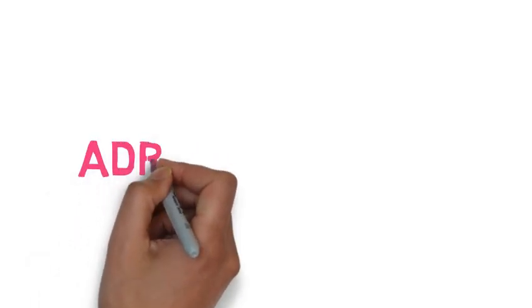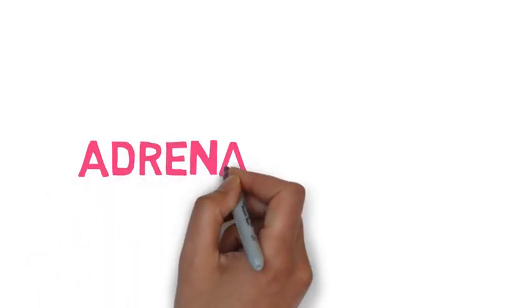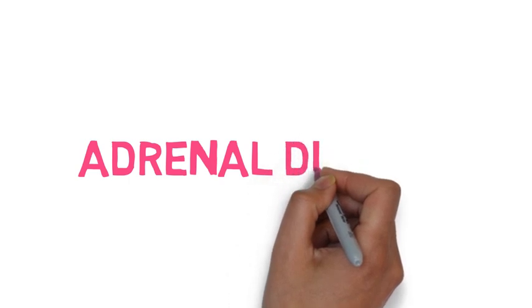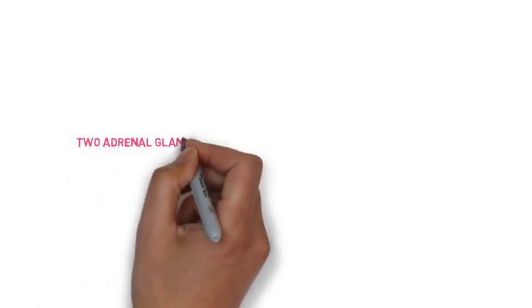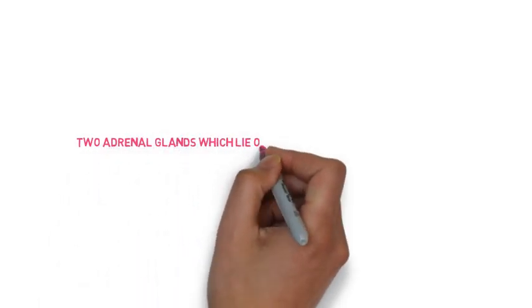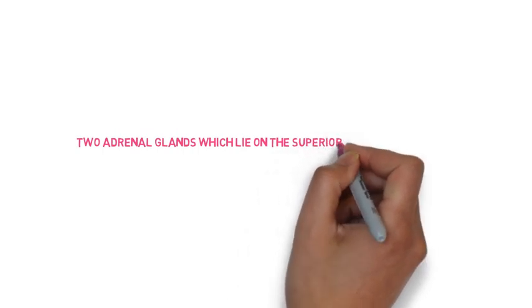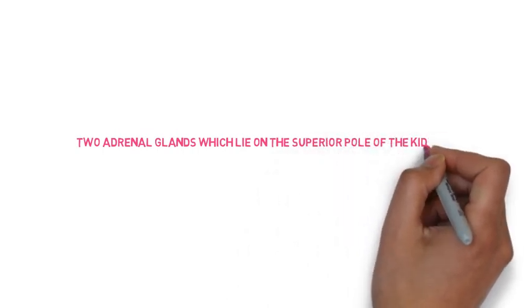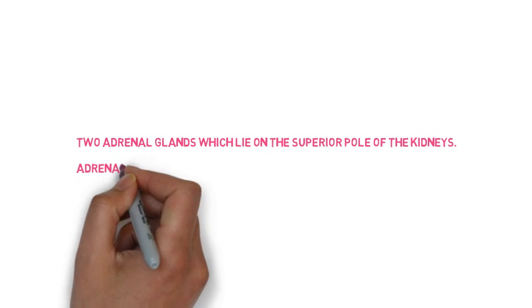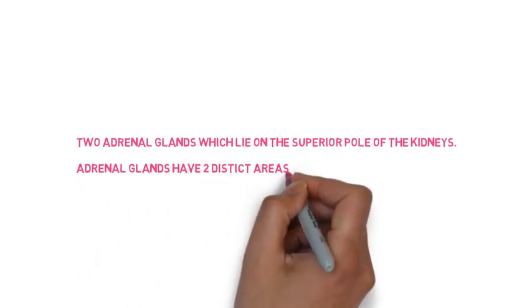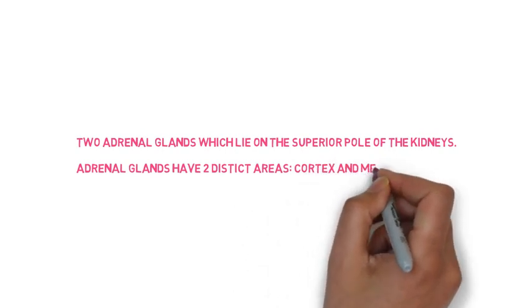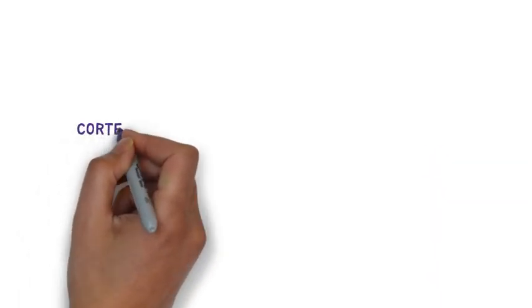Today I'm going to talk about adrenal disease. So first of all, what are the adrenal glands? Well, in our bodies there are two adrenal glands and they lie above the kidneys on the superior pole. The adrenal glands can be divided into two main components, the cortex, which is the outer part, and the medulla, which is the inner part. And these two areas are very different.